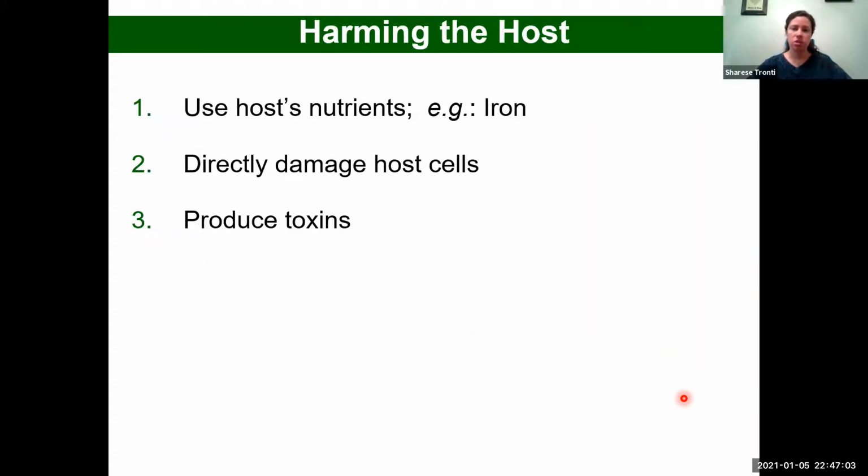All right. So now they've entered and invaded the host. Here are a few ways that they can now harm the host. They can harm the host by using the host's nutrients, and we're going to talk about iron. They can also directly damage the host cells and produce toxins. We're going to go through all of these.